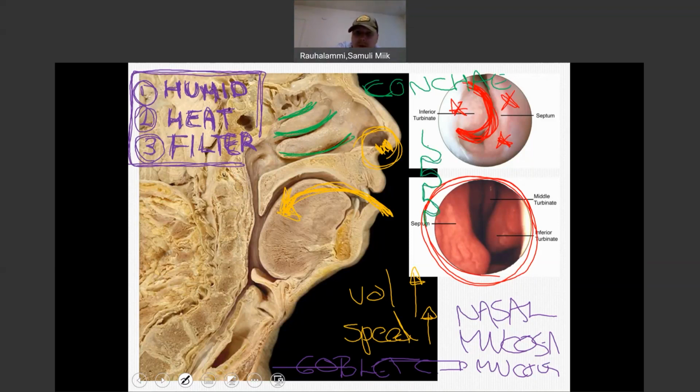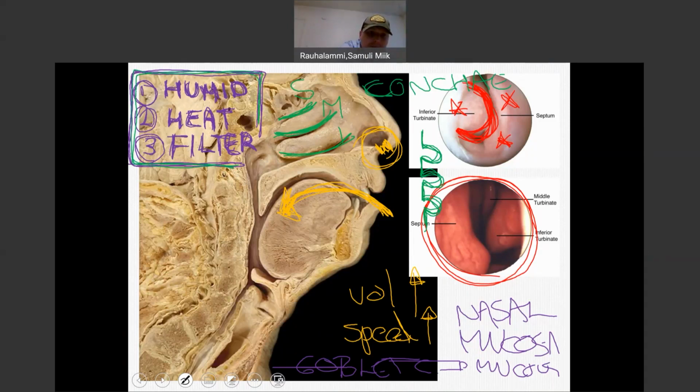And these conchi served an important purpose, tying into the three roles that we had for the nasal cavity already. So first of all, since we have three conchi, we named them based on their location. So we have superior, middle, and inferior conchi. And what they do, they increase the surface area of this mucous membrane lining. So again, more surface area means that we have more area to do all of these three important functions that we talked about.